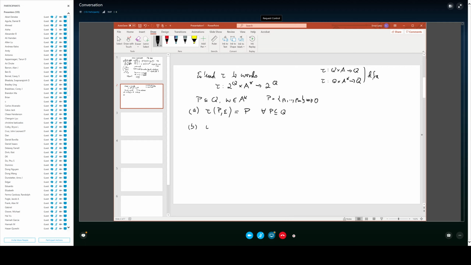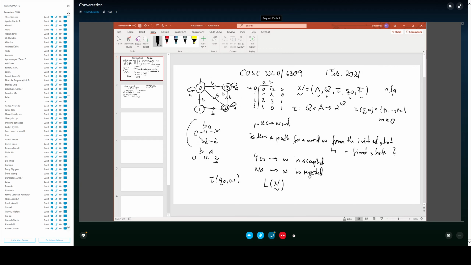And then we have to do tau of P and w. And so in this case, we're assuming the length of w is at least 1, which means we have tau of P and a v. So we're assuming that w is a concatenated with v, where a is a letter and v is a word. So effectively what we're doing is we're splitting off the initial letter, which of course we've done here when we look at the word BA.